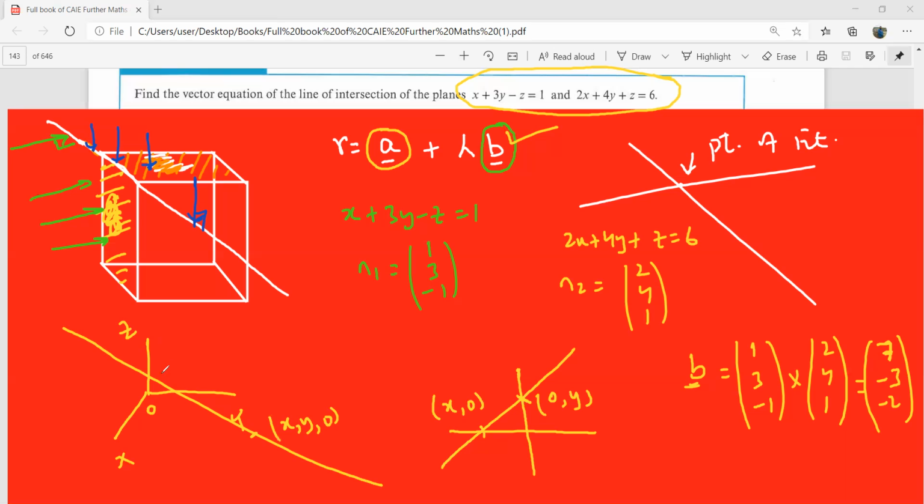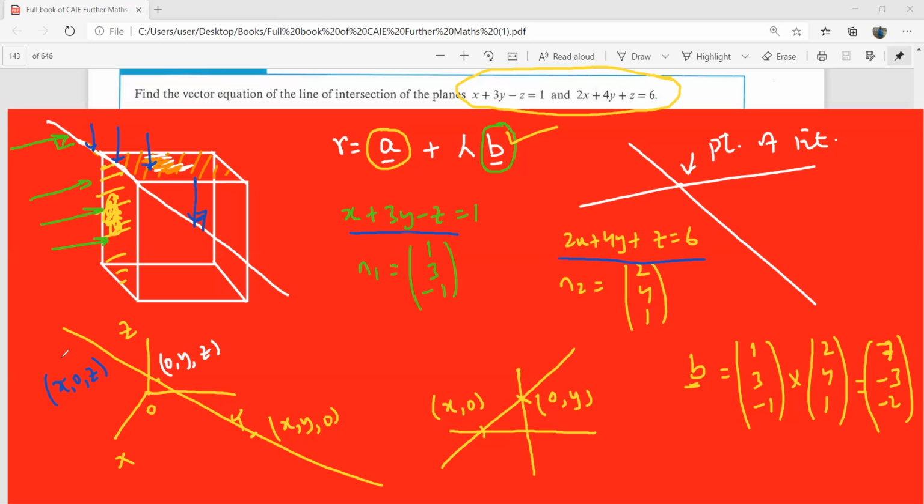If it passes through the yz plane, there it can have a point over here which is going to be 0 comma y comma z, okay, and if it passes through the xz plane, there it can have a point which is going to be x comma 0 comma z. So the problem is that we are going to assume all these situations here, because we have to solve these two equations simultaneously so that we get a point on this line. So you have to assume any of these three situations here.